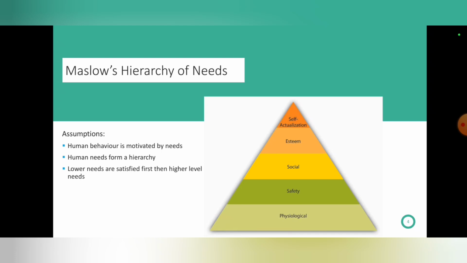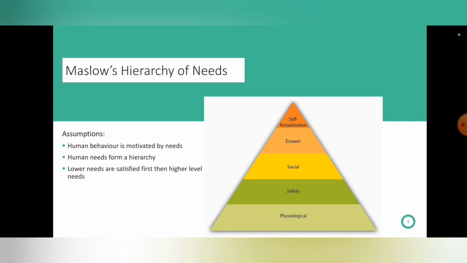Then at the peak of it is the self-actualization need. The self-actualization need is the need that is final to every human need. This need is when a person has a sense of fulfillment, being able to accomplish or achieve all that a person is capable of.